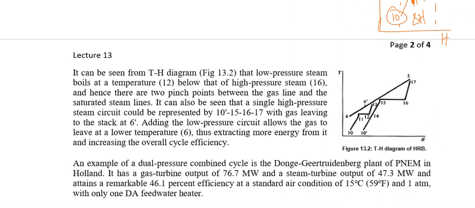On a TH diagram, we have enthalpy which is dropped from 5 to 6, and it is gained in the high pressure circuit from 14 to 15, 15 to 16, and 16 to 17. At 10, we are feeding into a booster pump, and to 14. That's what we have written over here.